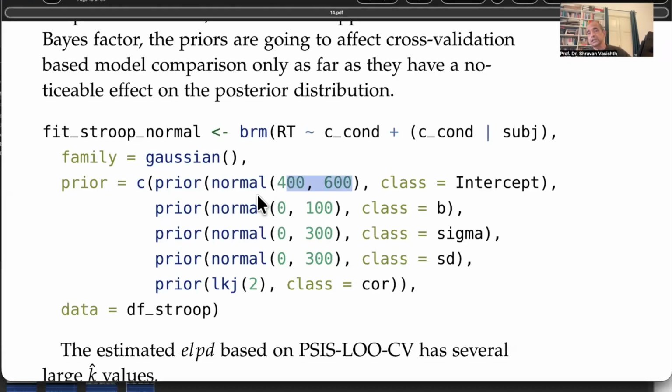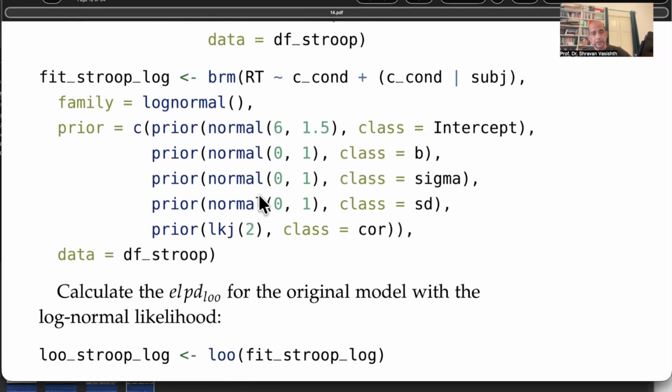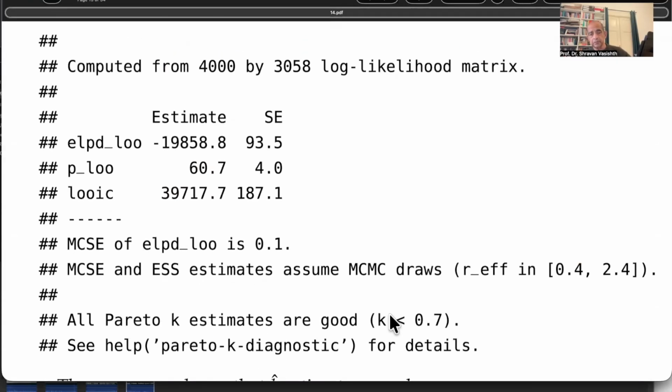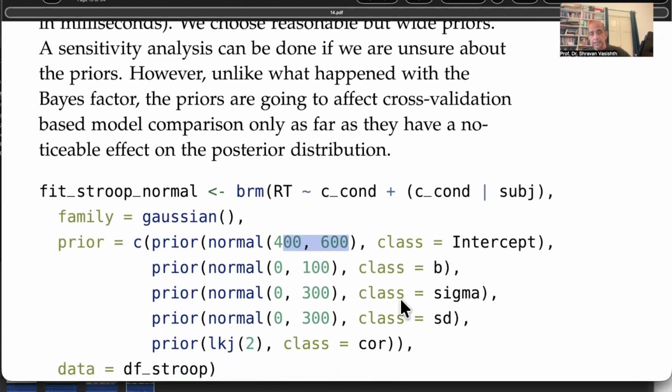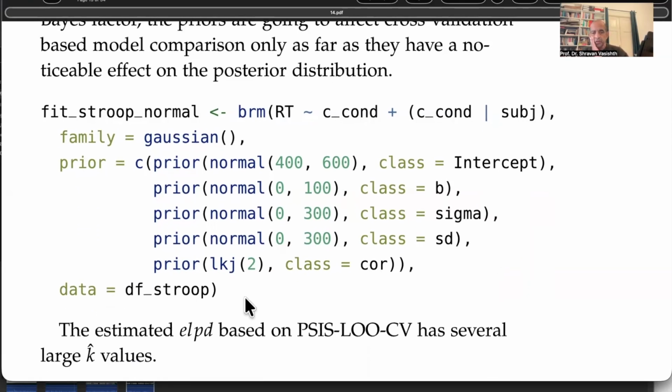Now I can't use the log normal prior, normal 6 and a standard deviation of 1.5, for the intercept. That would be equally insane, because that says that the average reading time is 6 milliseconds with a very small standard deviation, which doesn't make any sense, and your posterior will be completely influenced by the prior because it's so tight and so small. Your posterior for the intercept, the grand mean reading time, will always be near zero. So that would be a useless model. So don't forget to change the priors.